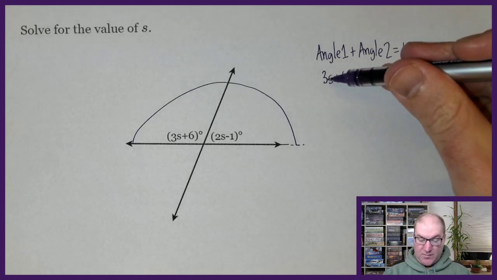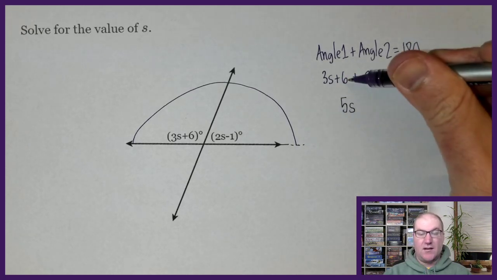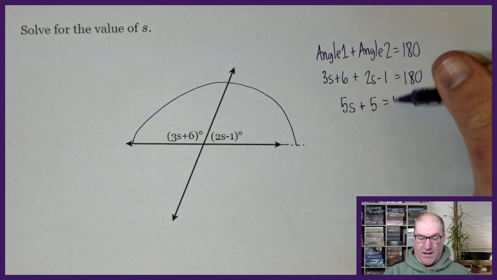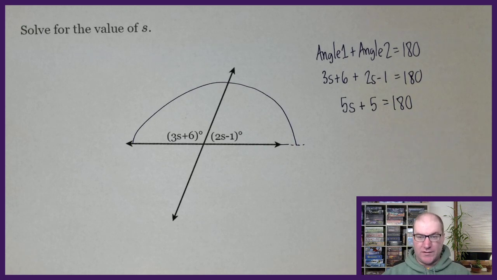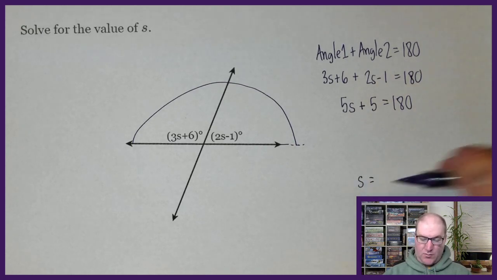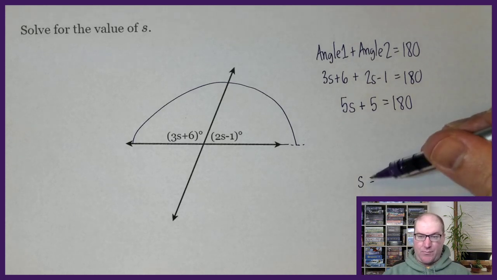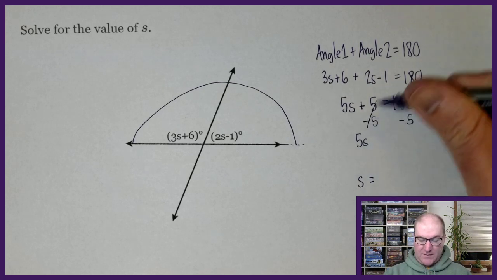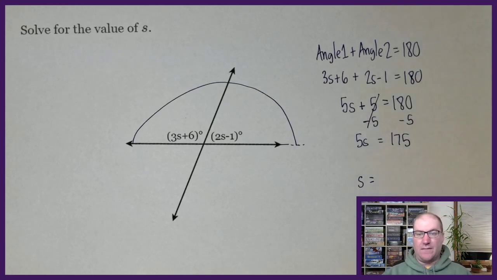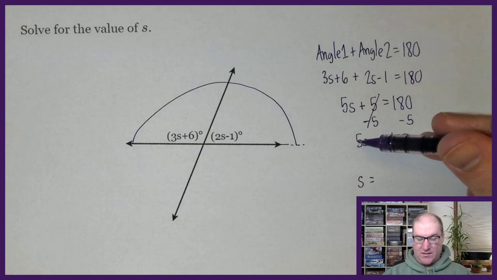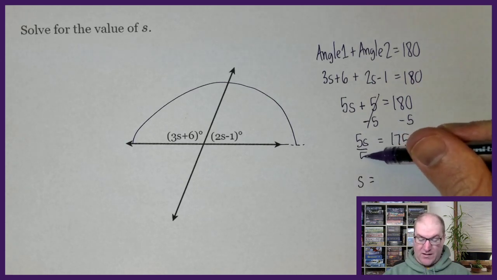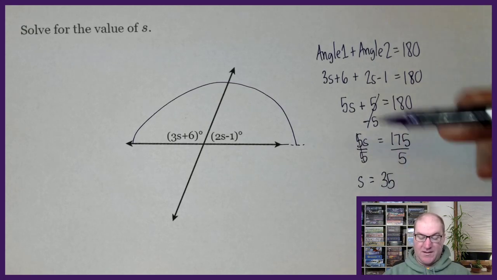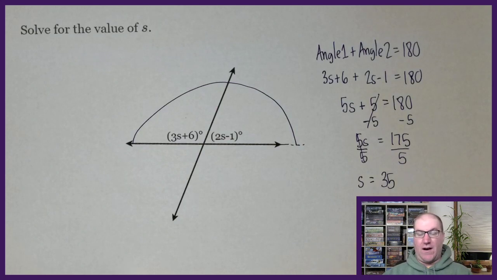So now let's combine like terms. 3s and 2s makes 5s. And 6 and negative 1 would make positive 5. And this adds up to 180. So when we're all done with this problem, we're going to end up with s equals a number. So to get to that point, we need to use inverse operations. Let's do minus 5 to both sides and get 5s is equal to 175. And then if I want to just be s, I need to divide both sides by 5. And 175 divided by 5 is 35. So that means s in this problem is 35.